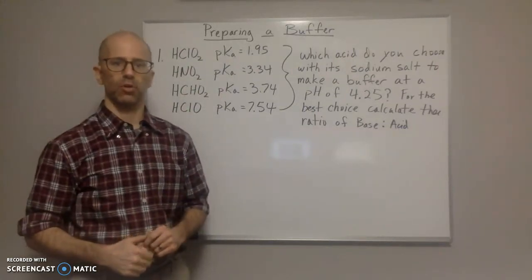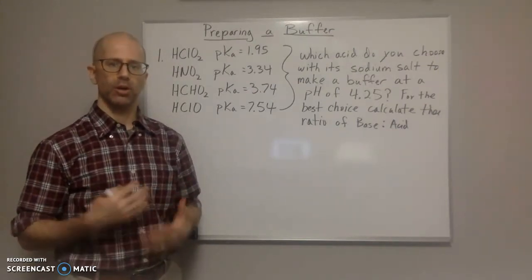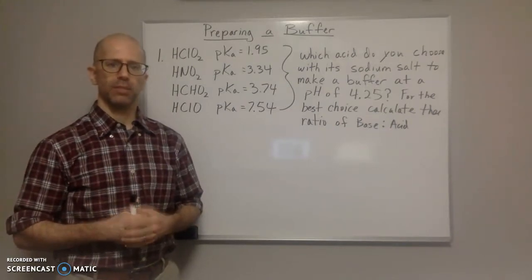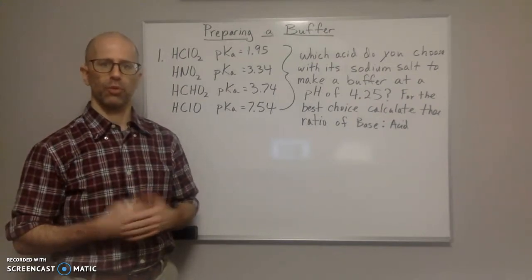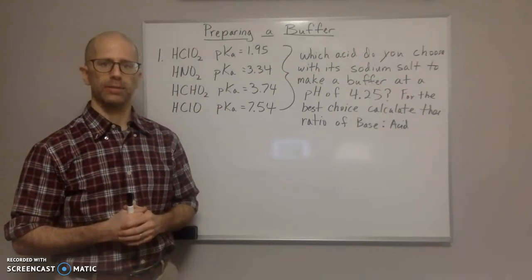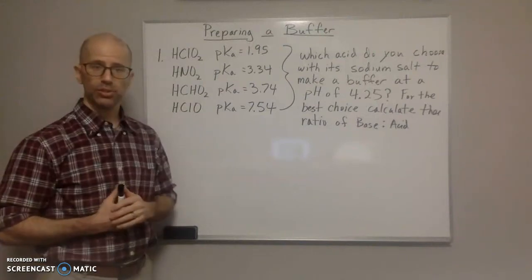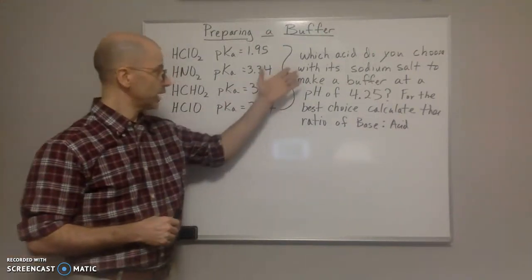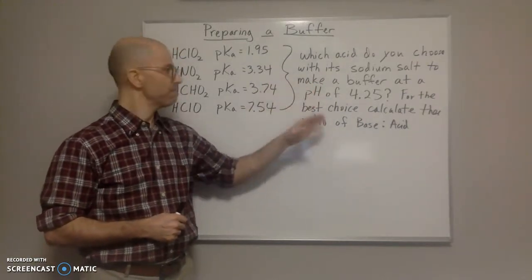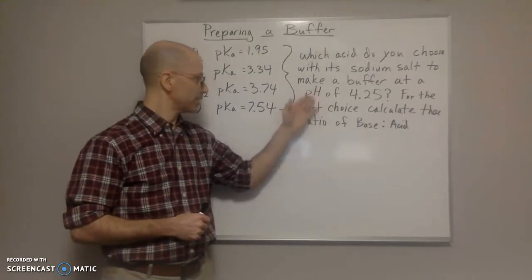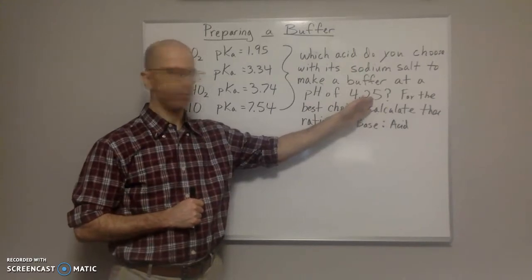My name is Mr. Cobalt, and in this video I'm going to be talking about how to prepare a buffer, or at least how to choose what acid to use for the buffer for the pH that you want. In this example we're given 4 acids to choose from, and we're being asked which acid do you choose with its sodium salt to make a buffer that has a pH of 4.25. So that's the pH that we want for our buffer.